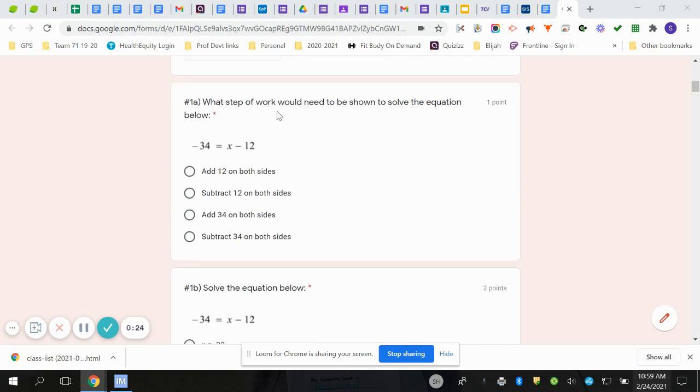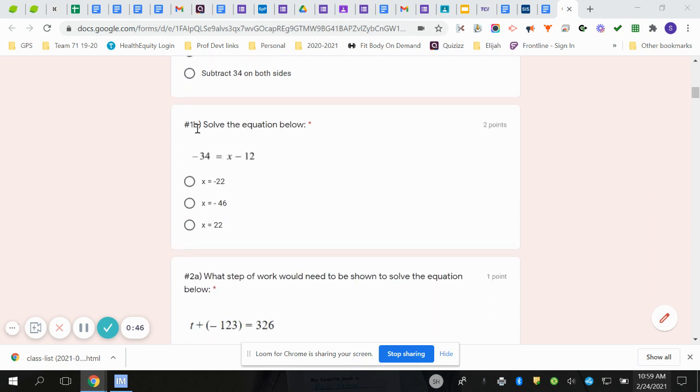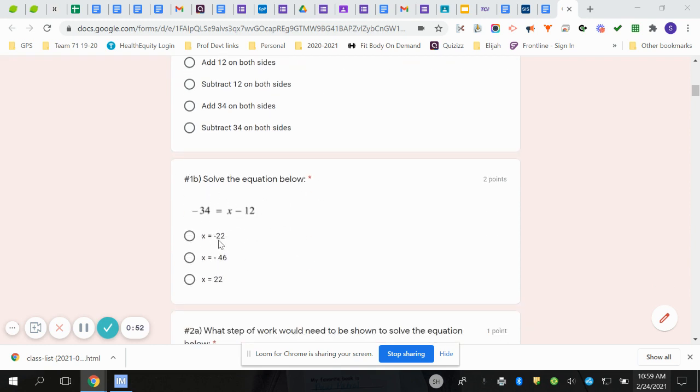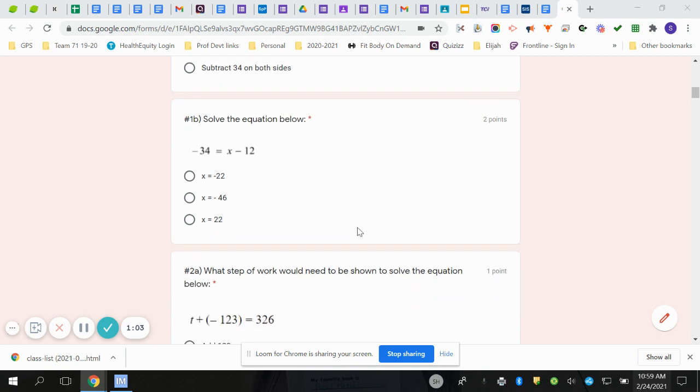1A, what step of work would you need to be shown to solve the equation below? So what I would do is I would write this down, I would rewrite it, and then identify which step. So would you add 12 on both sides, subtract 12 on both sides, add 34 on both sides, or subtract 34 on both sides? 1B, again, from the exact same equation, solve the equation. So x equals negative 22, x equals negative 46, x equals 22. And I'm not going to keep reading all of these because you guys are sufficient and able to read these.